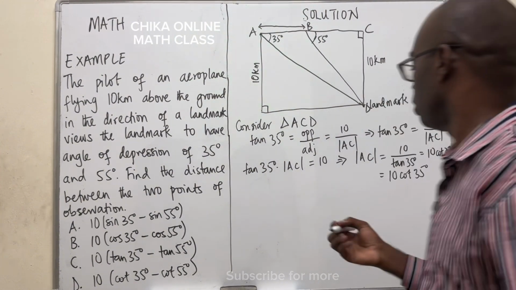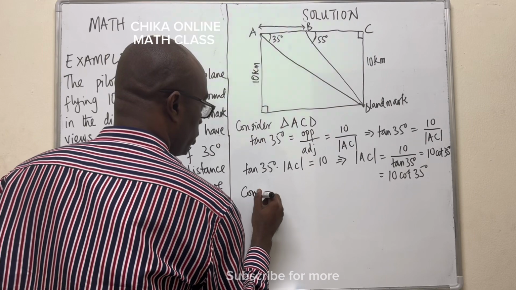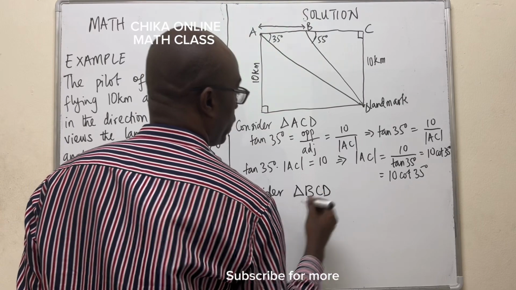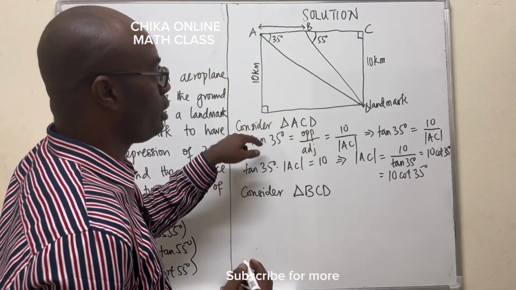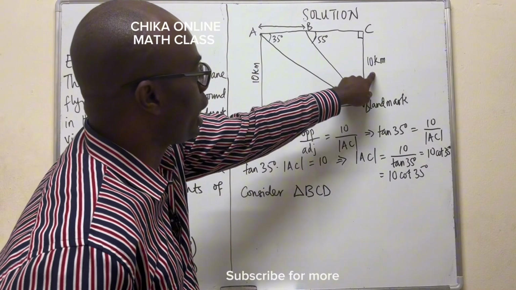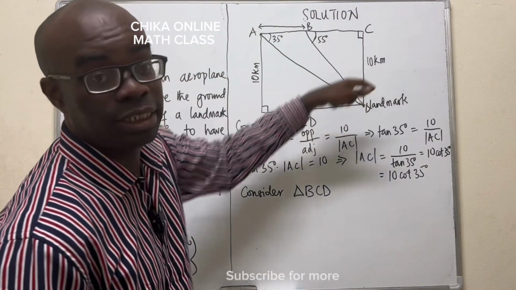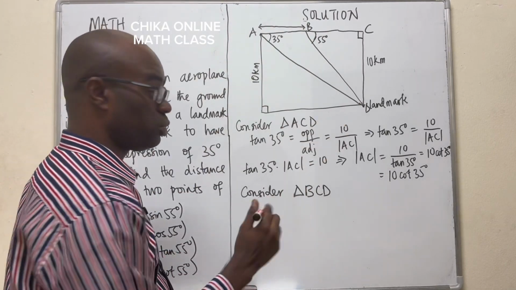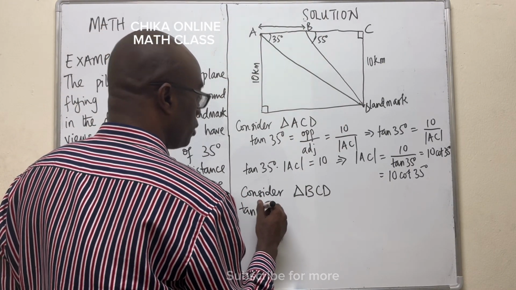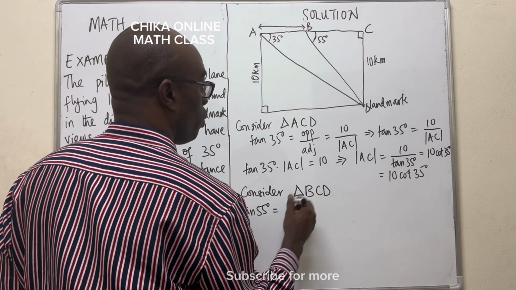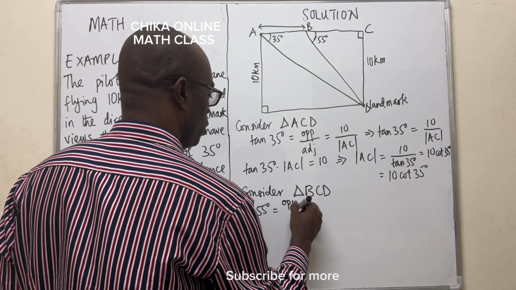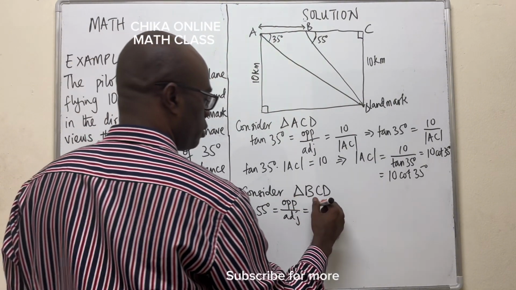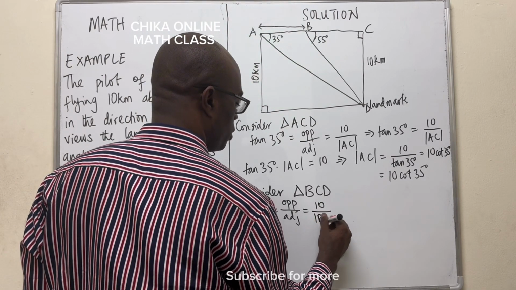Now let's get BC. To get BC, consider right angle triangle BCD. We'll do a similar thing we did here. 10 is opposite. BC is adjacent. So use SOHCAHTOA. TOA, opposite adjacent, goes with tan. So tan 55 is equal to opposite over adjacent. What's the opposite? 10, over adjacent, which is BC.